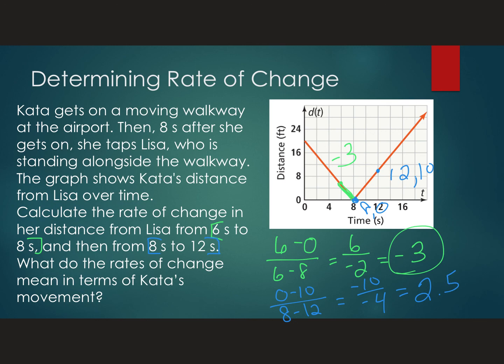So what do these rates of change mean in terms of Kata's movement? With negative 3, her distance was decreasing. As she moved toward Lisa, her distance was decreasing. Does that make sense? This is her distance from Lisa, remember. And then as she moved away, her distance was increasing. She was going further away. It looks like she was moving about the same speed. These distances are estimates. Okay, so go ahead and try some of these on your own.